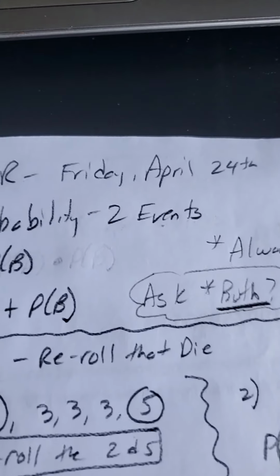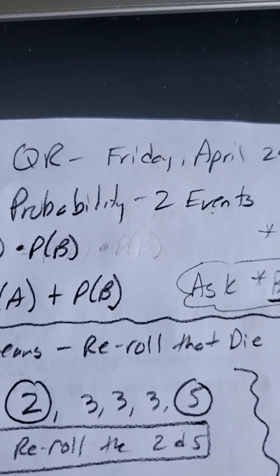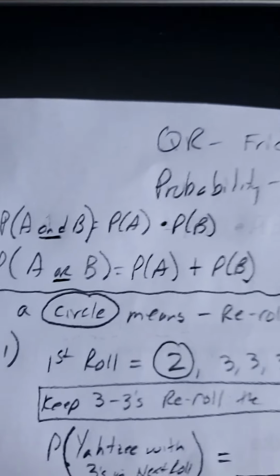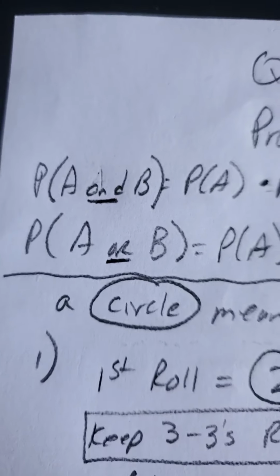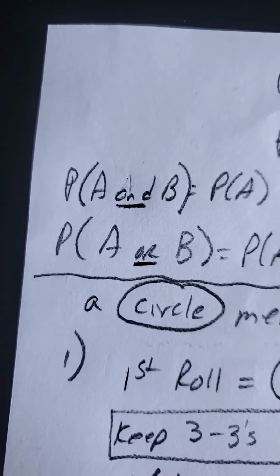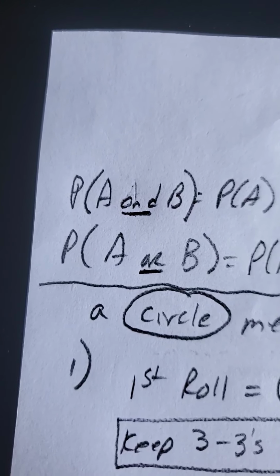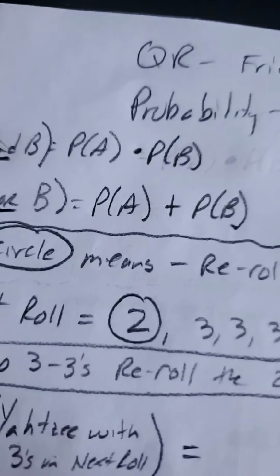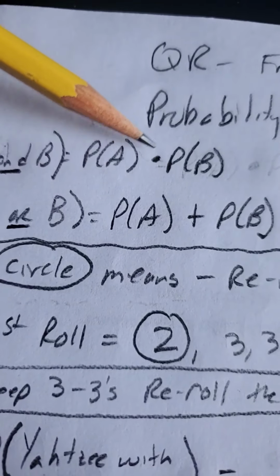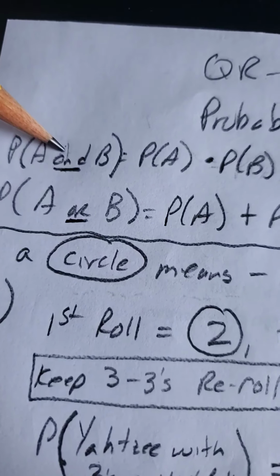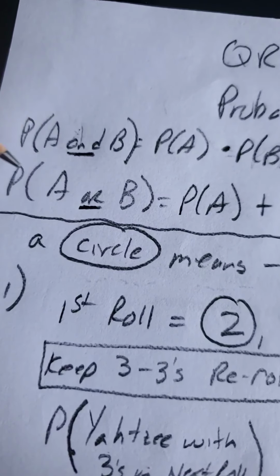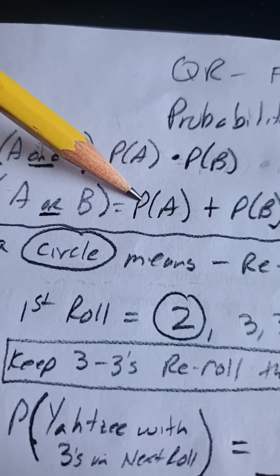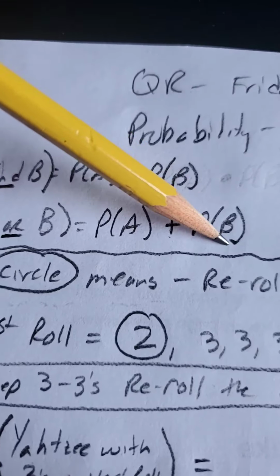Friday, April 24th, quantitative reasoning. Probability of two events again. We're going to focus on dice rolling with Yahtzee. Reminder again, if there's two events happening, it's the probability of one and the other. If they both have to happen, then you take the probability of one times the probability of the other. That's if you want them both to happen. If you just want one or the other to happen, it's the probability of the first one to happen plus the probability of the second one to happen.